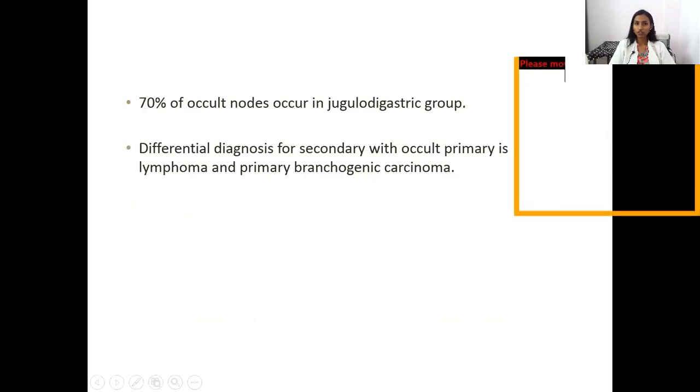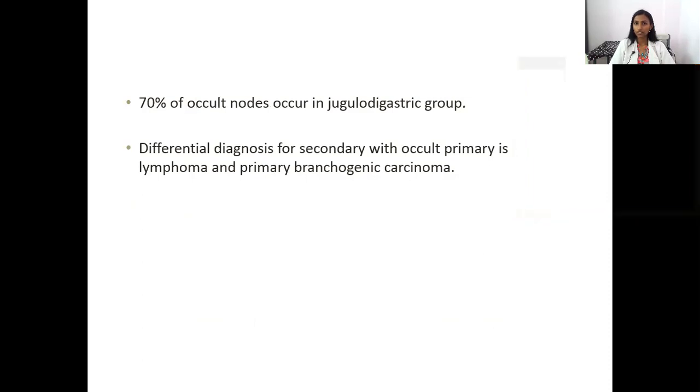So 70% of occult nodes occur in the jugulo-digastric group. Okay. And differential diagnosis for secondary with occult primary is lymphoma and primary bronchogenic carcinoma. So remember this. Occult nodes mostly occur in the jugulo-digastric group.